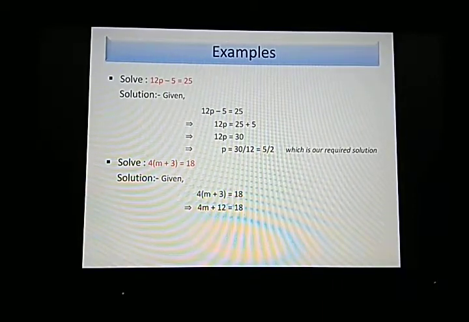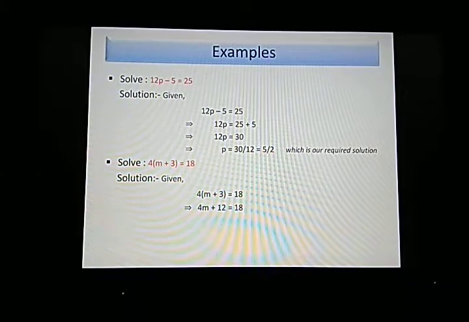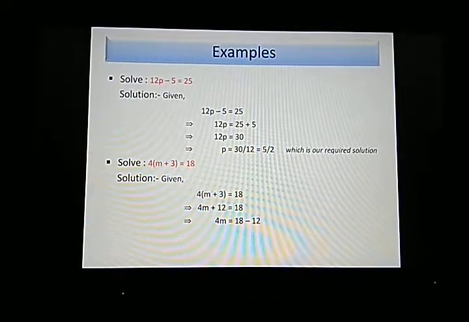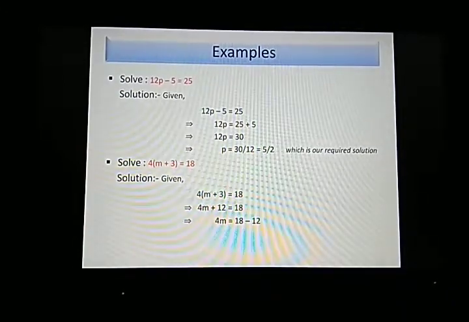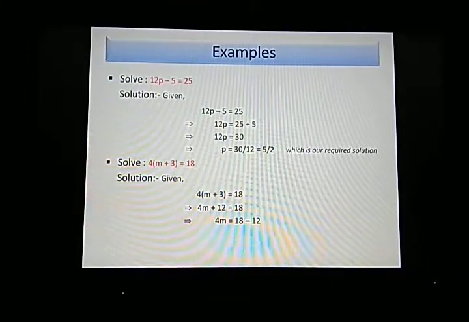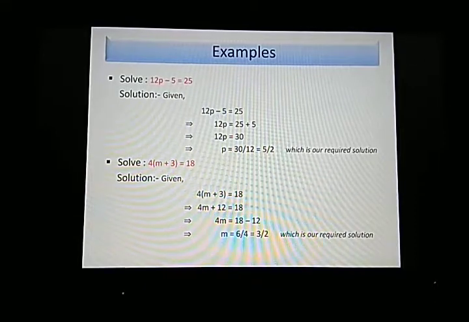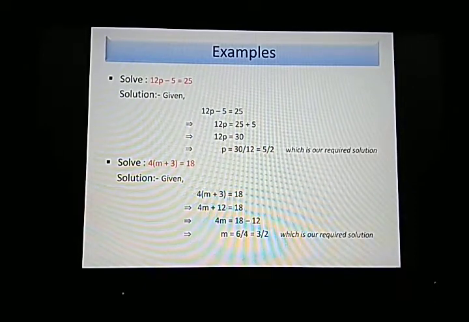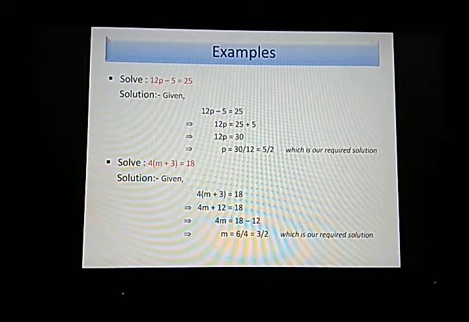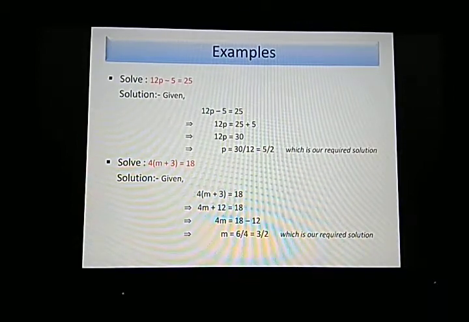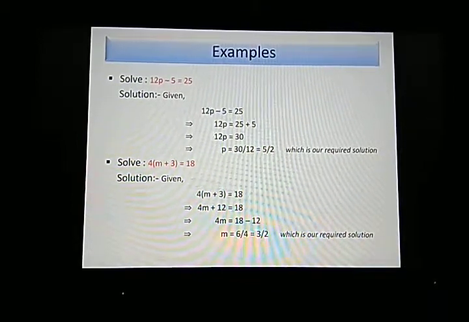Now we will solve for m. So let us see how to solve that. So we have transposed 12 onto the right hand side. So we got 18 minus 12. Now 18 minus 12 is how much? 18 minus 12 is 6. After that we have transposed 4 onto the right hand side. So it becomes m equals to 6 by 4. Then we have reduced it to the simplest form, and then we got 3 by 2 as the required solution. Now moving on to the next examples.